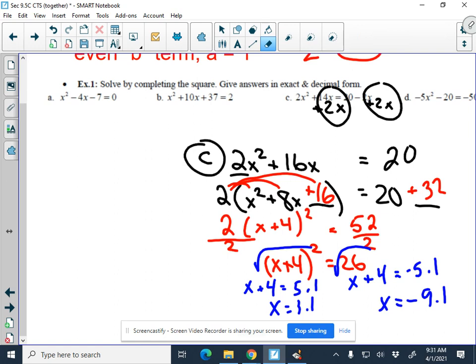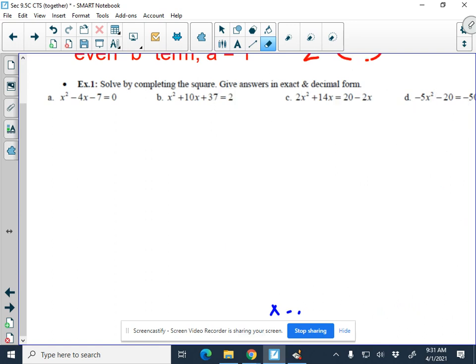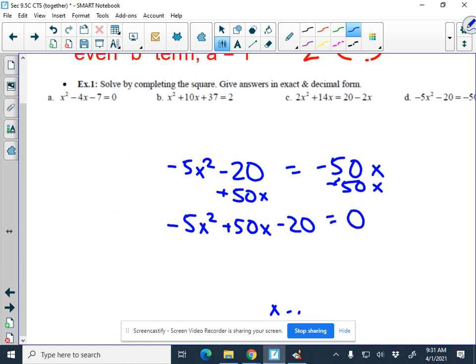All right, next one. Might need your help because it's kind of cut off the page for me. All right, so first I'm going to add 50x to each side. I get negative 5x squared plus 50x minus 20 equals 0. Okay? This one's going to take a few steps. It's kind of like the last one.